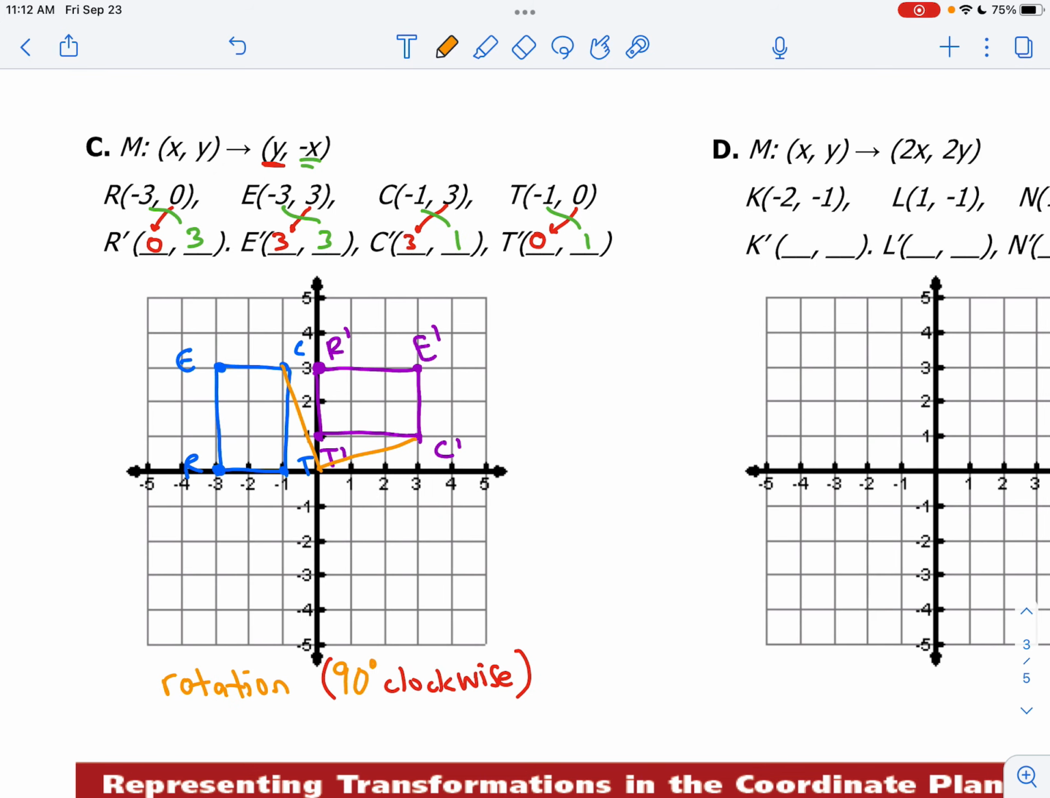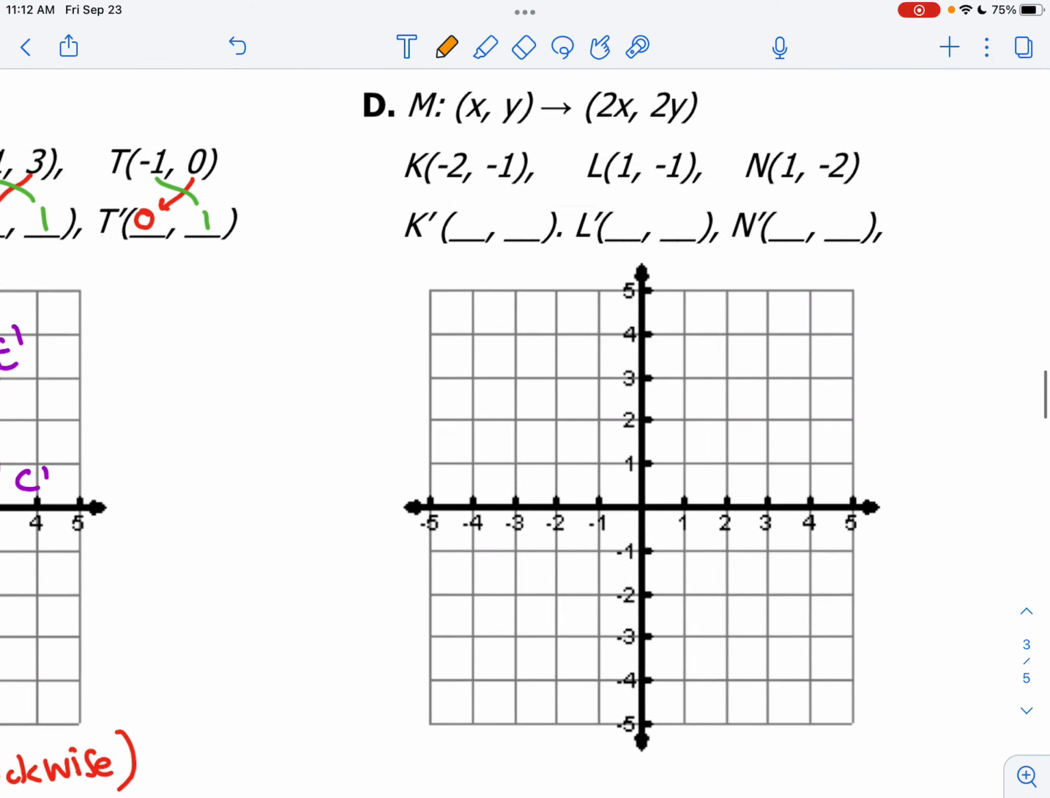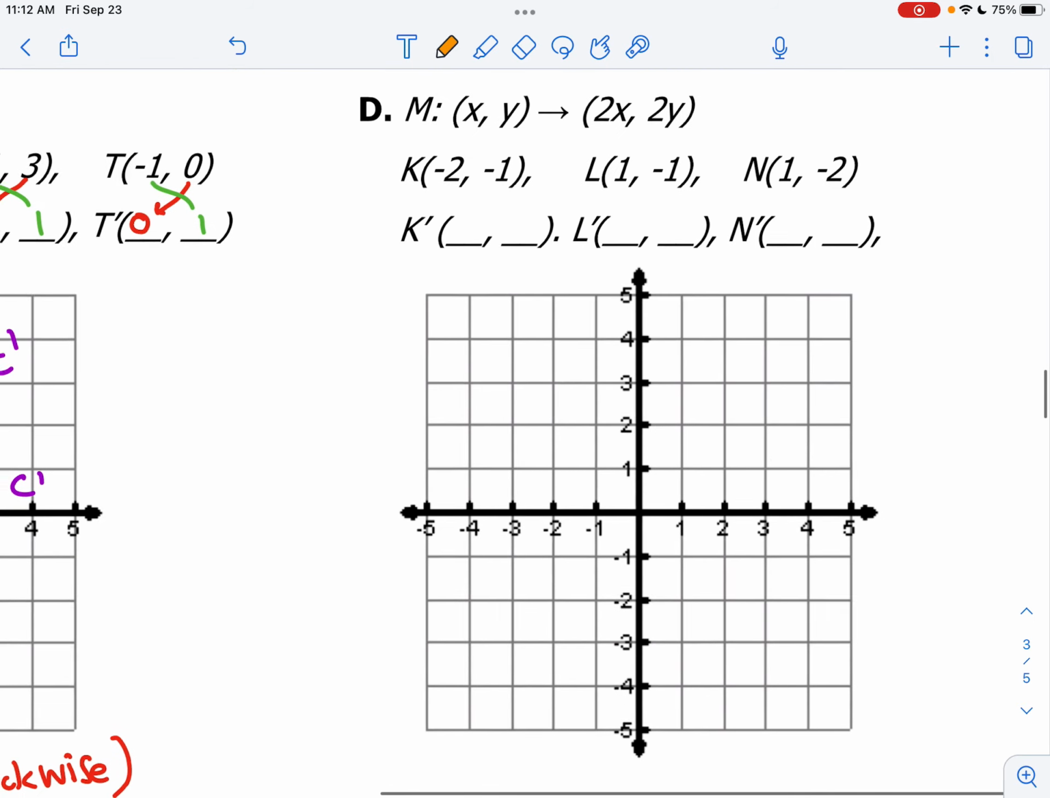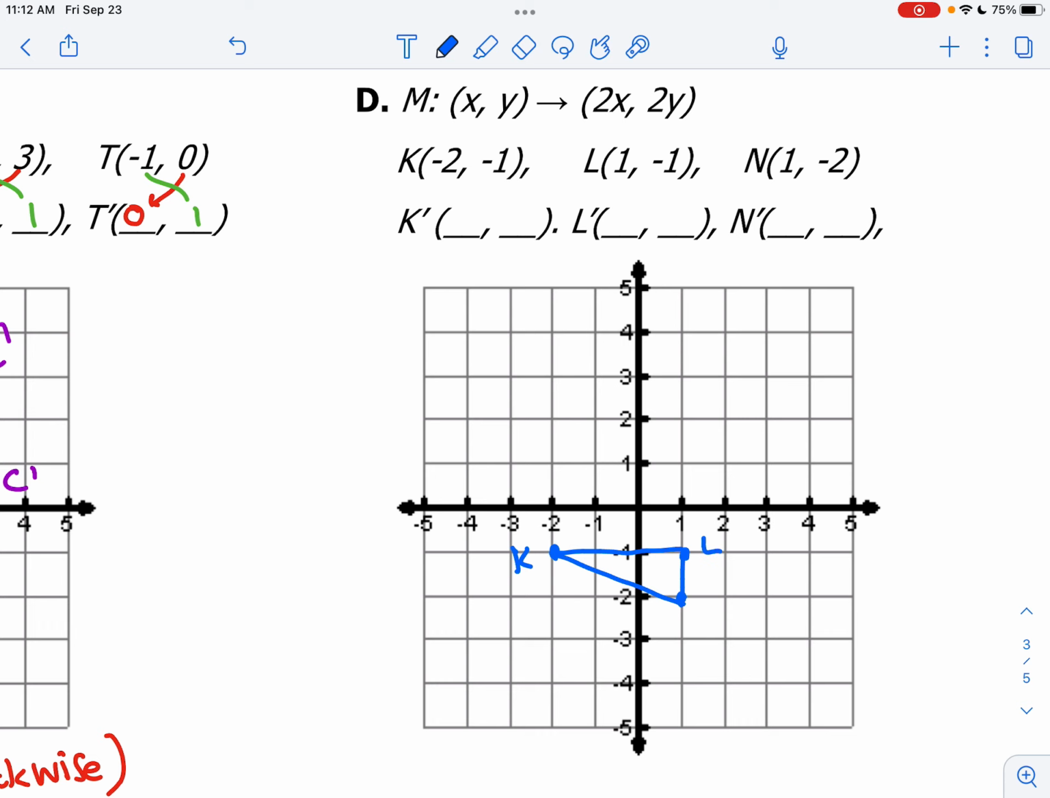Excellent. All right, one more, and then I think we're going to have to stop the video again. I was told a long time ago to keep the video short. All right, let's see. -2, -1, 1, -1, 1, -2. Oh, it's tiny, like a little baby over there, huh? Isn't that so cute? All right, let's see. K, L, N.